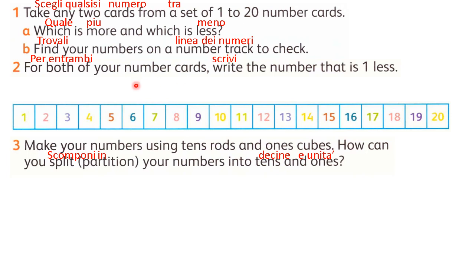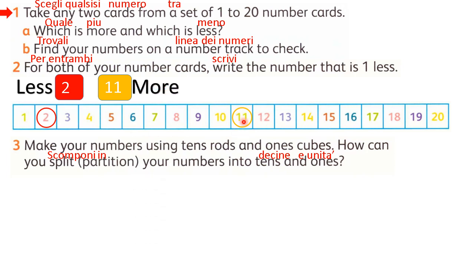Now we're going to do an example. I'm going to take 2 numbers, number 2, which is here on the number track, and number 11, which is here. Which is more, which is less? Obviously 2 is less and 11 is more. Then we have to, for both numbers, write the number that is 1 less. So 1 less than 2 is 1, and 1 less than 11 is 10.